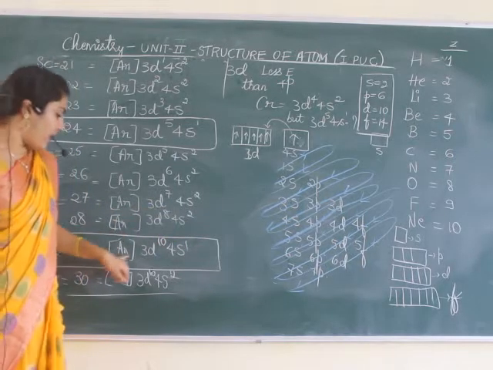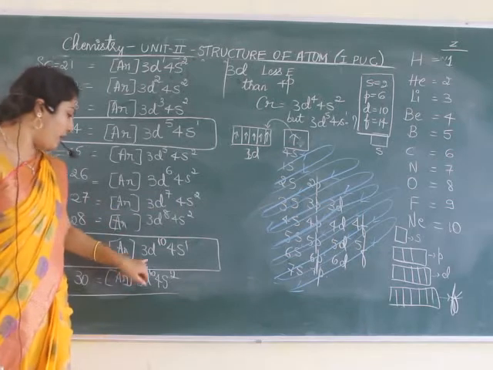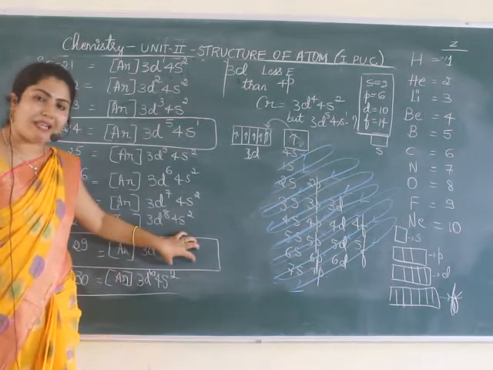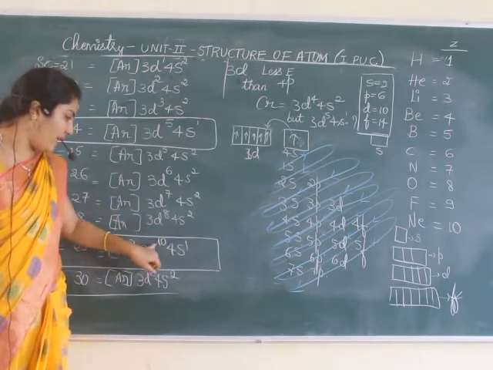So copper here again is 29. It should have been 18, and in s 2 electrons, 20 plus 9. It should have been 3d9 4s2.